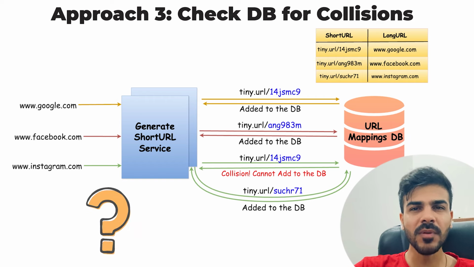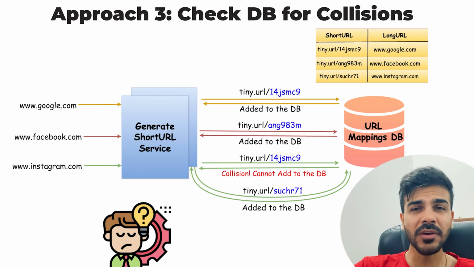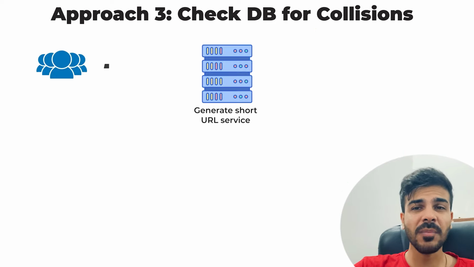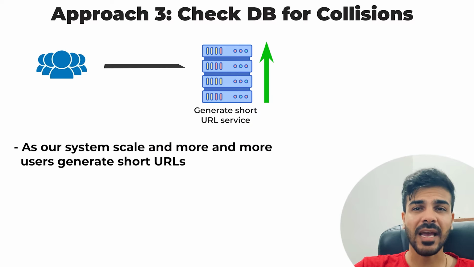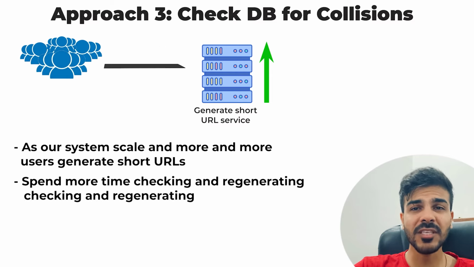Does this solve our problem? Yes, it does. But it also introduces another problem. What is that? Every time a collision happens, we need to check the database and try again. Now this thing takes time. You can imagine as our system scales and more users generate short URLs, the chances of these collisions happening also increase. And then we spend more time checking and regenerating.